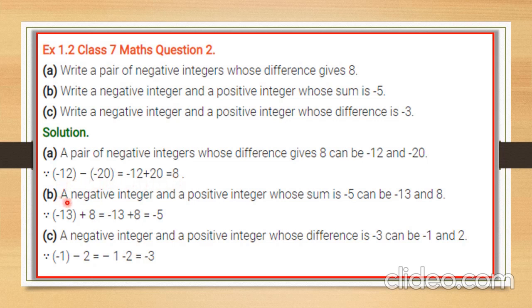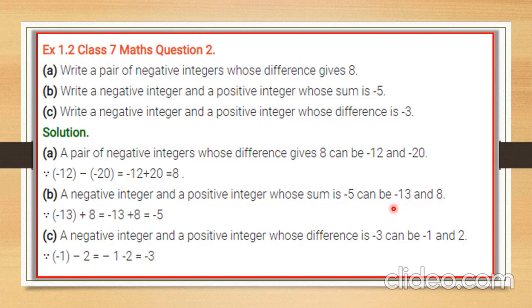Same way, a negative integer and a positive integer whose sum is minus 5. So here what is told, one should be a negative integer and the other one should be a positive integer. So we have to find two numbers, one is negative and one is positive, and when we add these two you get minus 5. Okay, so these are the numbers you see, minus 13 and 8.